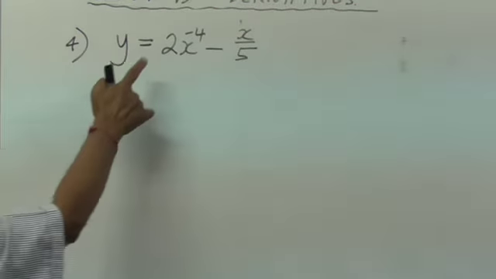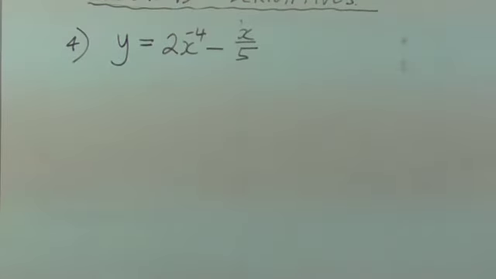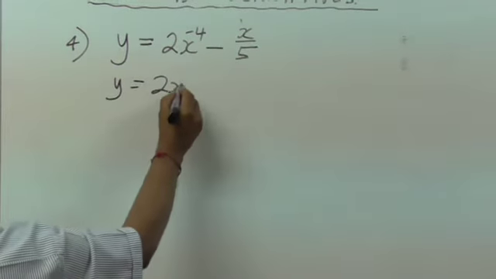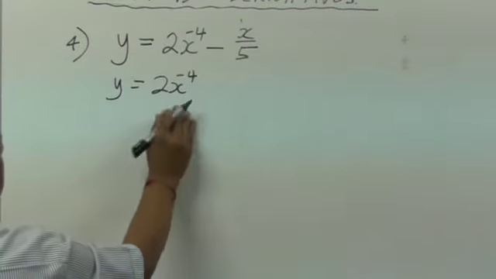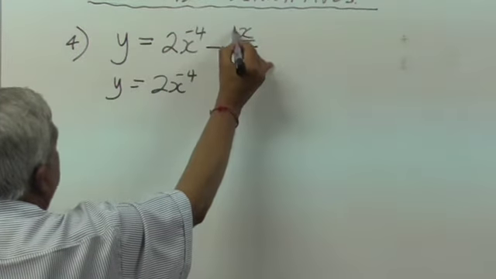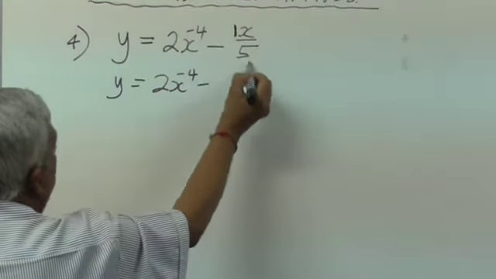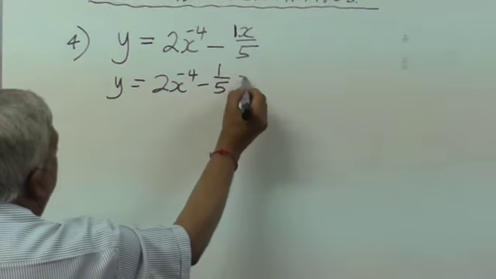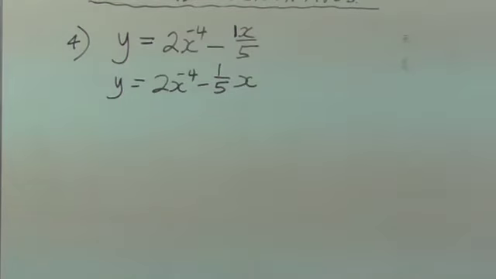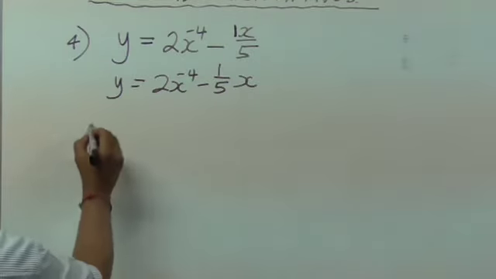Alright, so this was number 4. Y is equal to 2x to the minus 4 here. So just a little bit of adjustment here. There's your 2x to the minus 4. This is fine. But what you've got to understand is that really there is a 1 here. So this number is really 1/5 x. This x over 5 is really 1/5 x. So now you can find the answer.